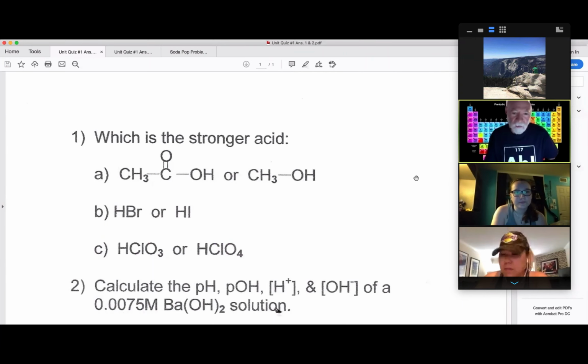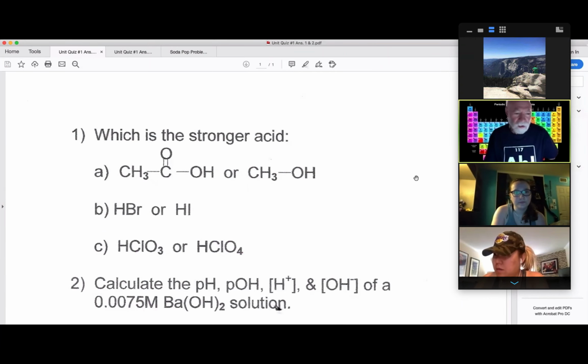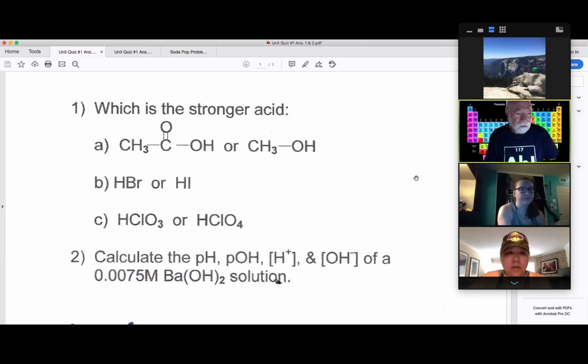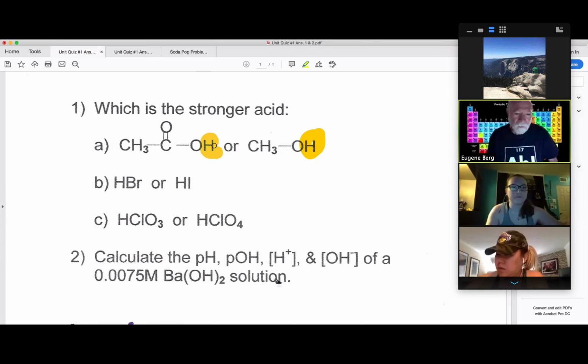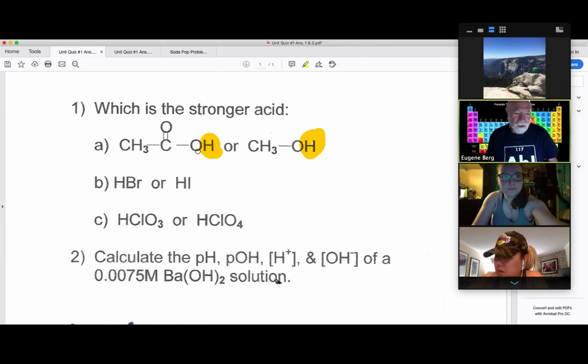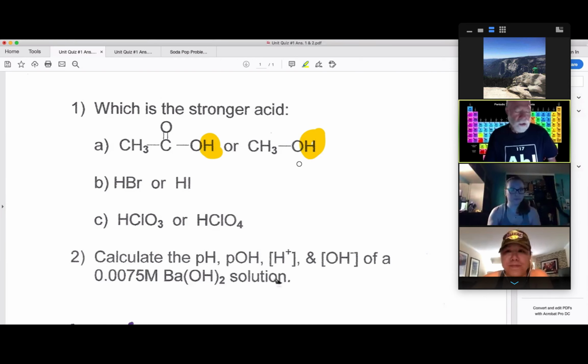Okay, so here was a sample quiz that I gave you, and I'd like to go over it with you now. I'll say, so question 1A, you're trying to figure out which is a stronger acid. And so I'm circling the acid hydrogen of both of them. So now you want to look at the oxygen next to these and figure out which is going to be the more stable conjugate base.